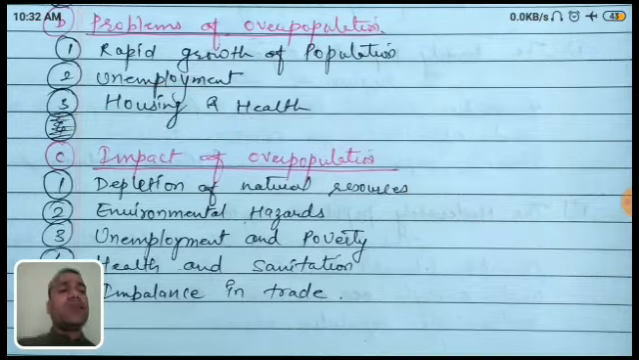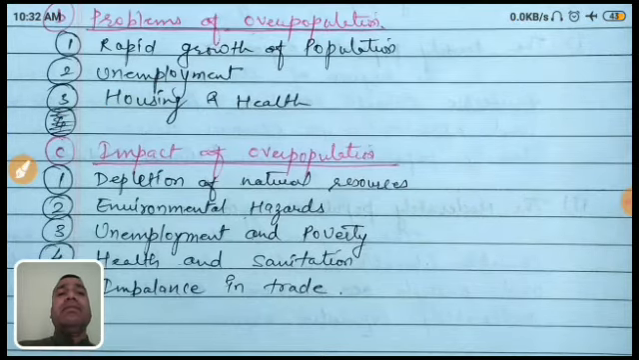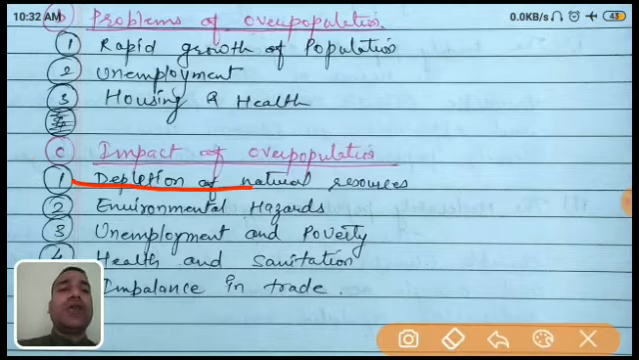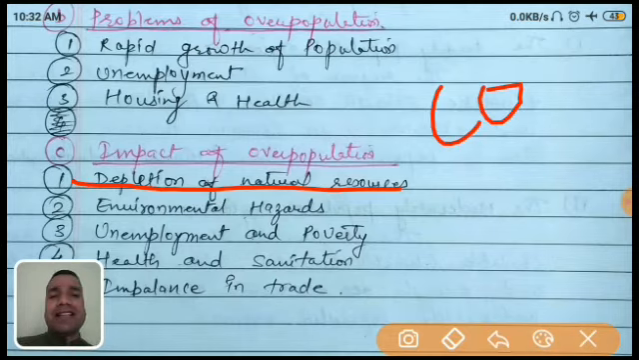Next one is the impact of overpopulation. What are the impacts of overpopulation? First, it is the depletion of natural resources. What are natural resources? In the last module I already explained to you. Natural resources are things like coal and water. I'm giving the example of water.